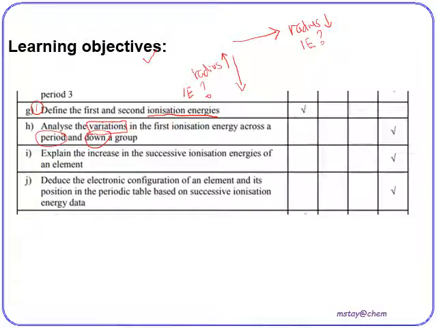Then next we have one more term, which is the successive ionization energy. We need to understand this term, and then it can help us to deduce the electronic configuration, and next determine the position in the periodic table. This position mainly focuses on the group number.